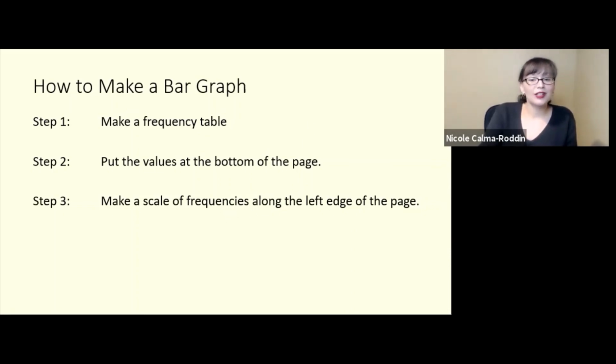And next, we're going to make a scale of our frequencies along the left edge of the page, that y-axis, our vertical axis. We're going to put 0 at the bottom again, highest value at the top. And last, we're going to make a bar for each value, just as in our histogram, except again, in this case, each bar for our bar graph is going to be separate from the previous bar, with a space in between each bar.